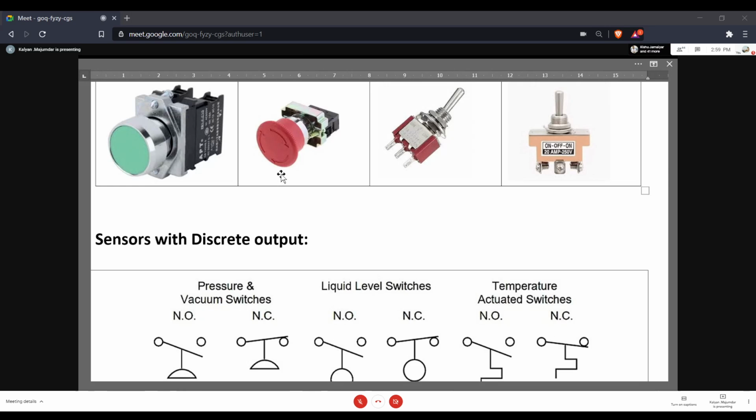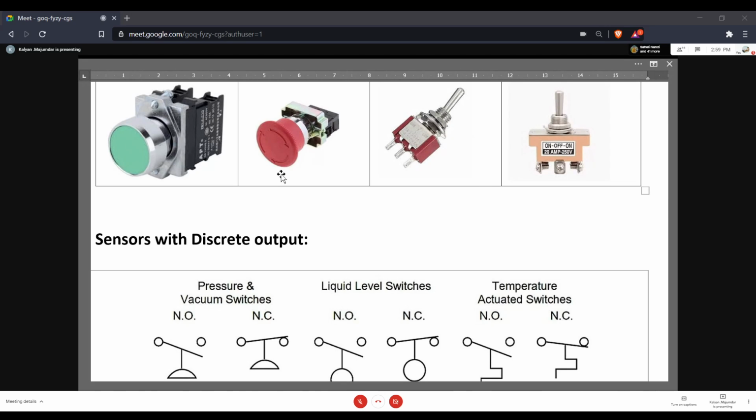But what is important is that we are talking about sensors that provide a two-state output. I mean, it is just like a switch, either in the on state or in the off state. It does not provide a continuous output. And since it is a sensor, it is not manually operated. It is actuated, it is activated by some physical variable which it is trying to sense.